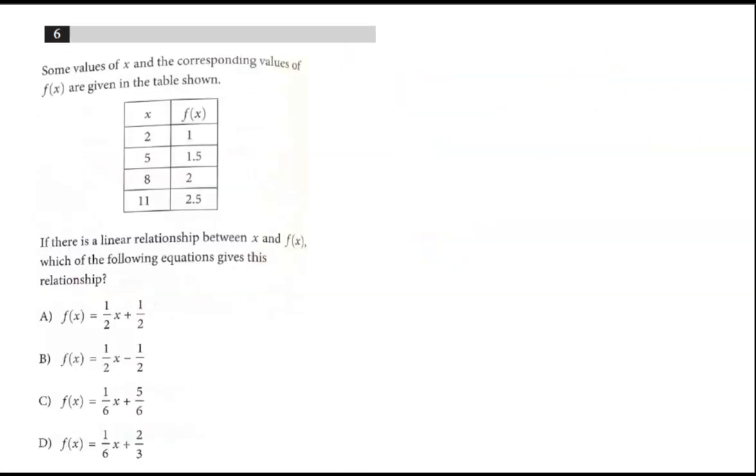Number 6, we have some values of x and the corresponding values of f of x in the table shown. Just real quick, f of x is really y. So on all these problems down here, you can just pretend that this is y equals. It says they form a linear relationship between x and y. Which of the following gives this relationship? So we have some points, we have some equations. You could plug these values of x in and see which y values you get. That's going to take you a little while, probably not the fastest way to do this.